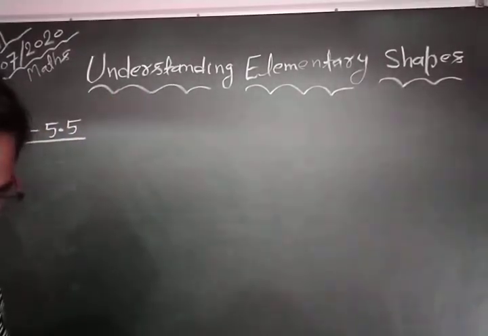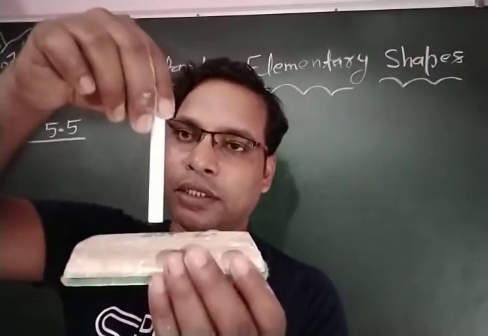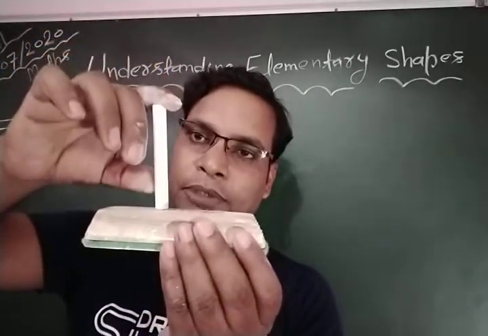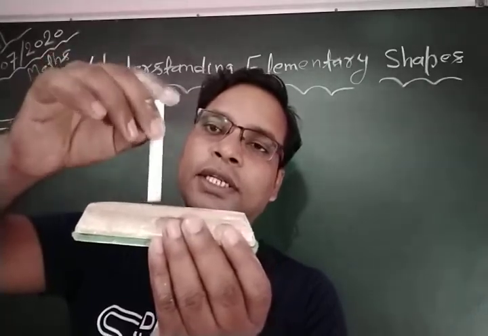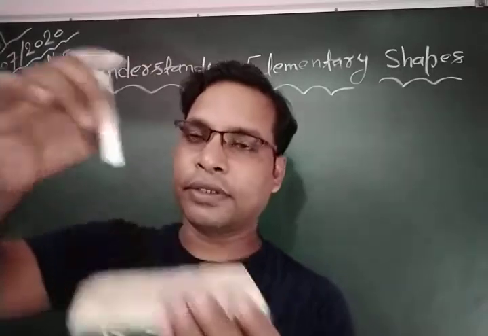If you put this chalk and this duster, you can find the angle between the duster and the chalk is a right angle. So you can say this chalk is perpendicular to this duster. Okay.